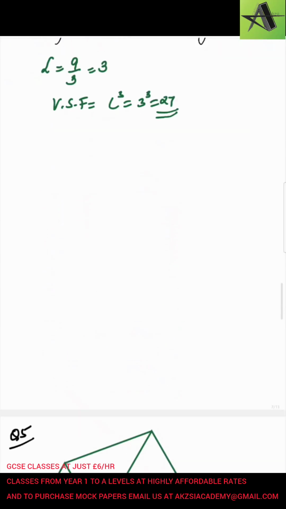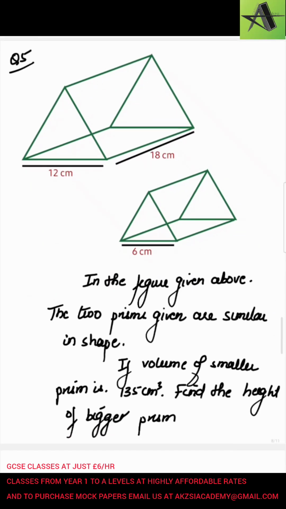Moving on to our last question. In the figure given above, the two prisms given are similar in shape. If the volume of the smaller prism is 135 centimeter cube, find the height of the bigger prism. So first thing is, they have already given the volume of the smaller prism. What we can do, we can just calculate the height of the bigger one.